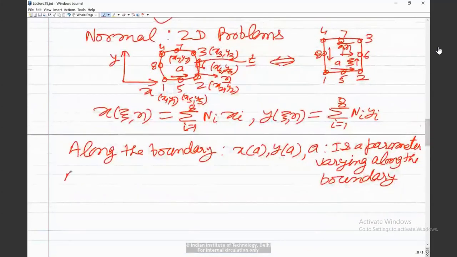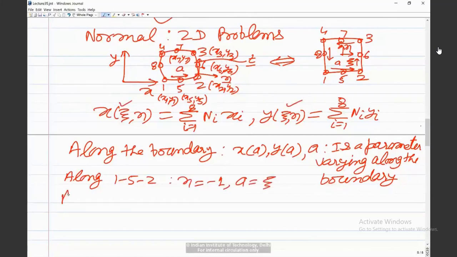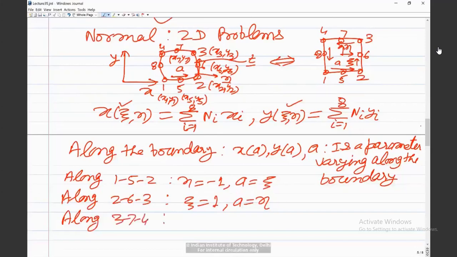If you are going along boundary 1, 5, 2, this boundary, then in the expression for x and y, you will put eta equal to -1, and then the parameter a would be xi. Now if you look at boundary 2, 6, 3, there xi will be equal to +1 and parameter a would be eta. And if you look at the boundary 3, 7, 4, along that boundary eta is equal to +1, and the a is in this direction, as I indicated with this arrow over here, whereas xi is in this direction, so a would be minus xi.